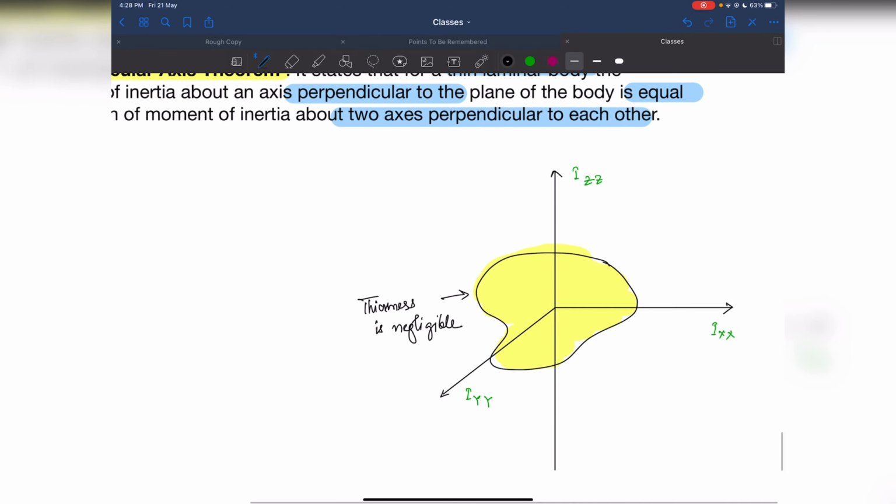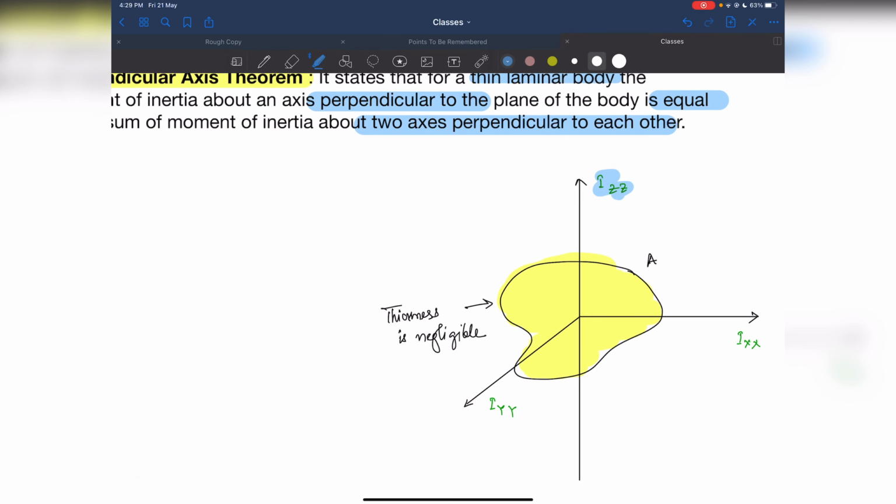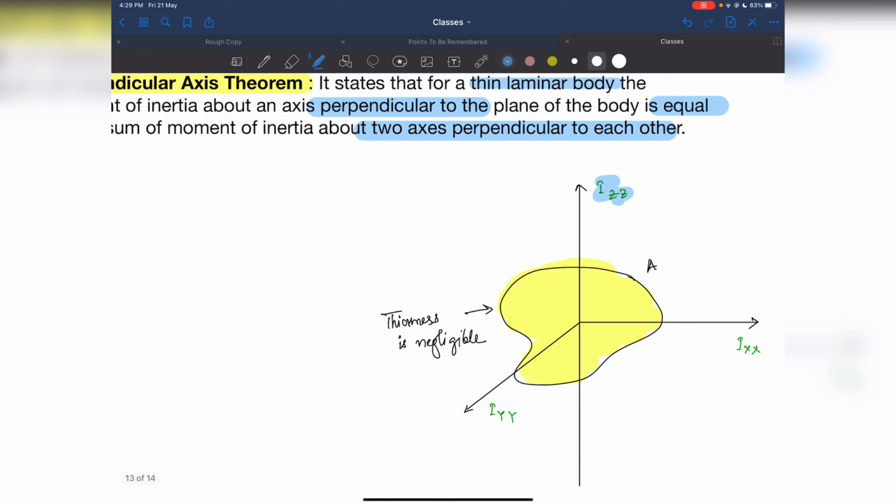Okay, now what does it mean actually? So let's consider again our body, or let it be A. So the moment of inertia about an axis perpendicular to the plane of the body, let it be Izz. Now what does a thin laminar body mean? For a thin laminar body, the thickness is negligible as compared to the other dimensions. That is, we can neglect the thickness as compared to the length and the breadth. So that is a thin laminar body.